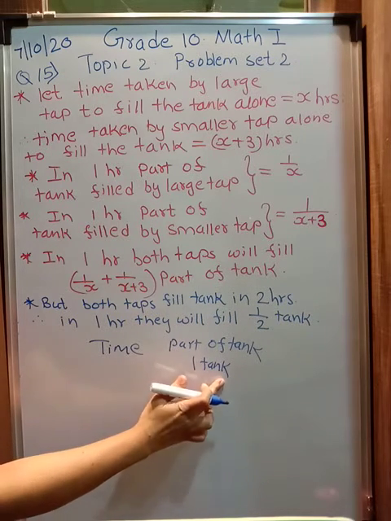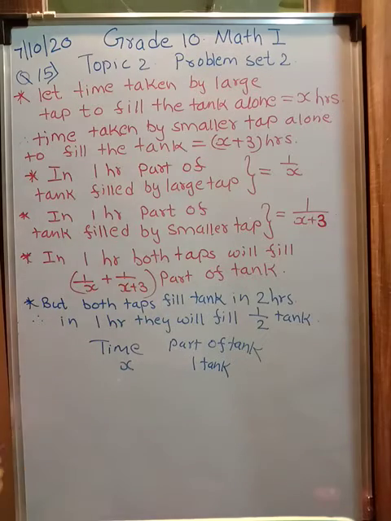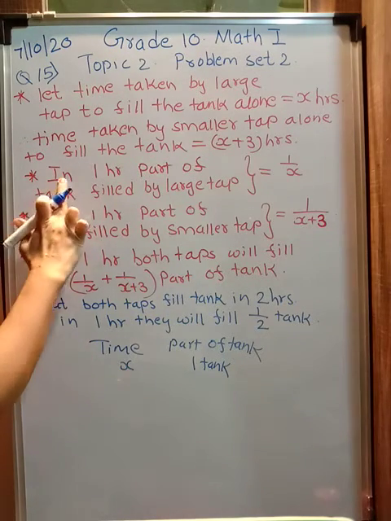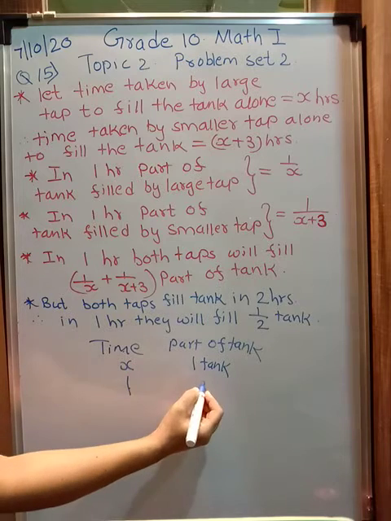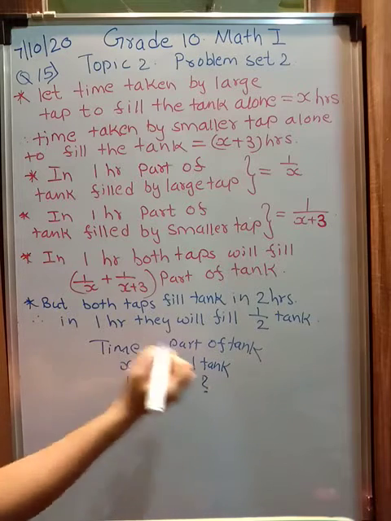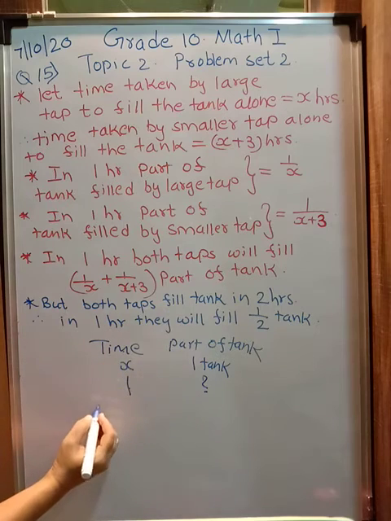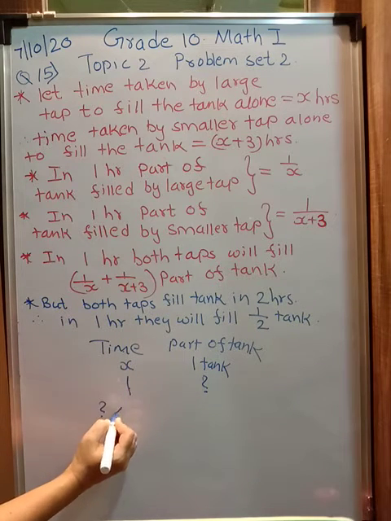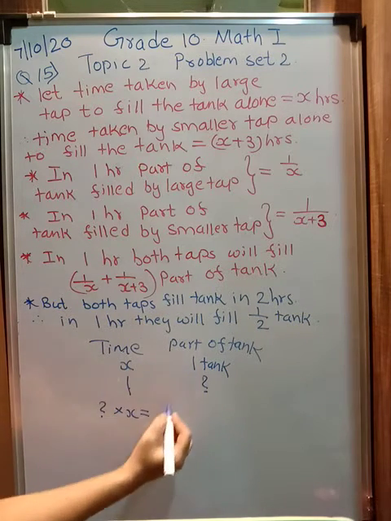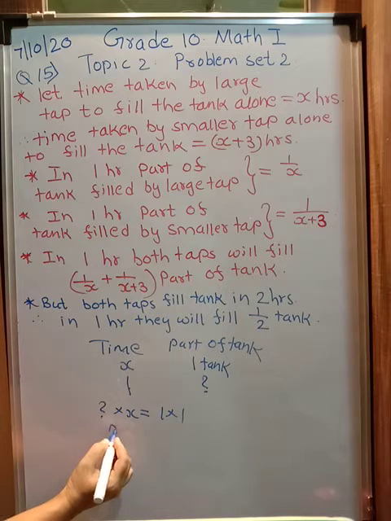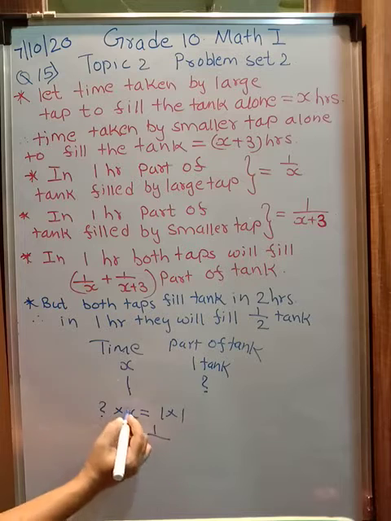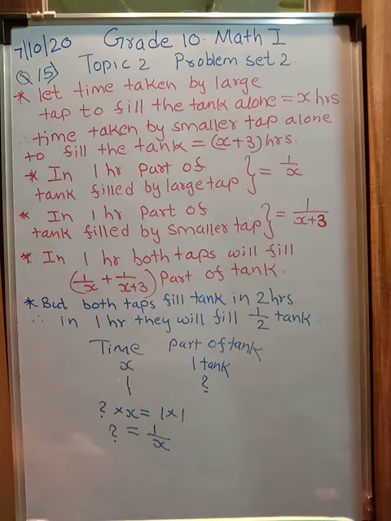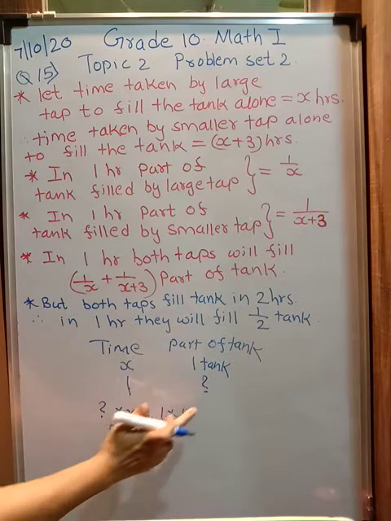Okay, one tank is filled in how much time? X hours. Okay, so in 1 hour, how much part of the tank is filled? So how do you calculate? Question mark into x will be equal to 1 into 1. We want to find how much part of the tank is filled. That is equal to 1 into 1, which is 1 upon x. So 1 upon x is the question mark, no?